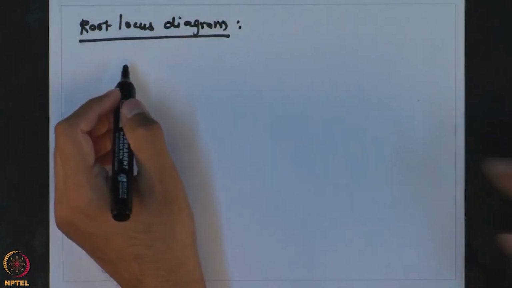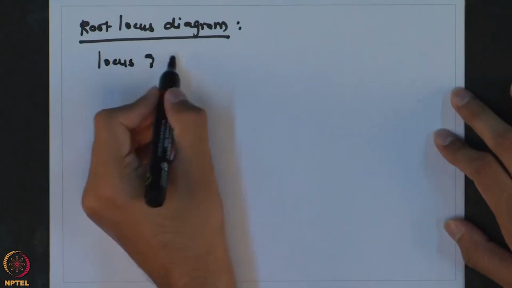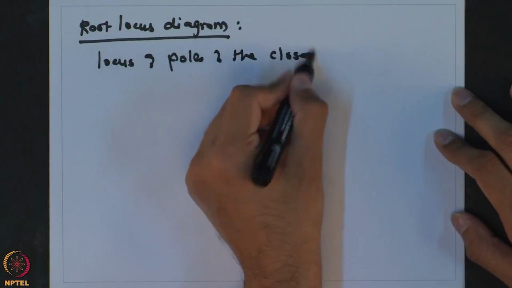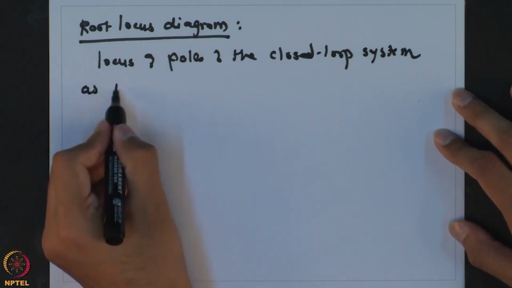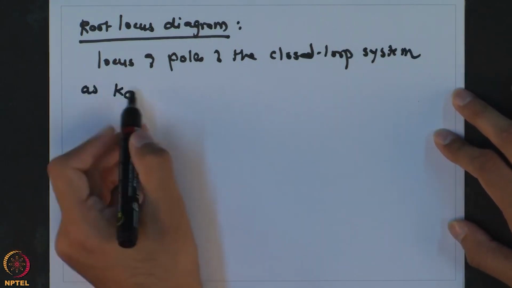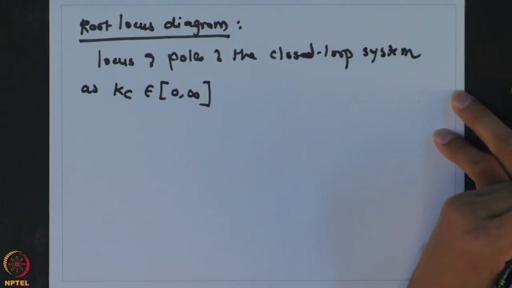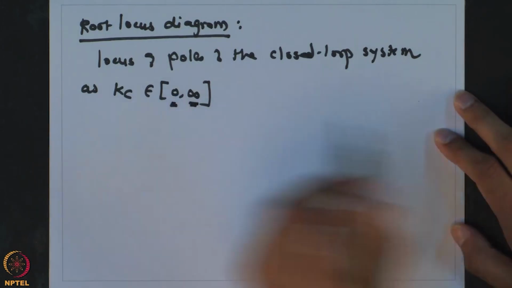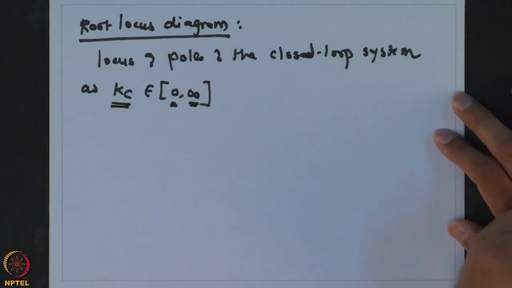So, the root locus diagram is the locus of poles of the closed loop system as the controller gain goes from 0 to infinity. So, it is the locus of all the poles of the closed loop system as you move from an uncontrolled or open loop process to a closed loop process with infinite gain. Now, this is always plotted as a trajectory of controller gain.